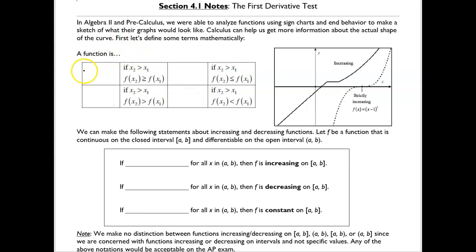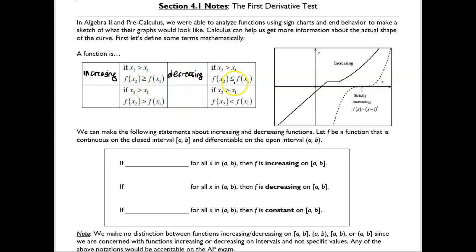So first of all, a function is increasing if f of x sub 2 is bigger than or equal to f of x sub 1 if x sub 2 is bigger than x sub 1. So that just means when I move from left to right, the y value is larger. And if the opposite of that is true, then our function is decreasing.